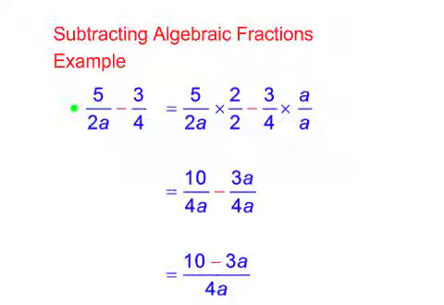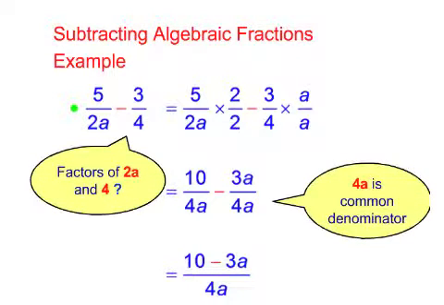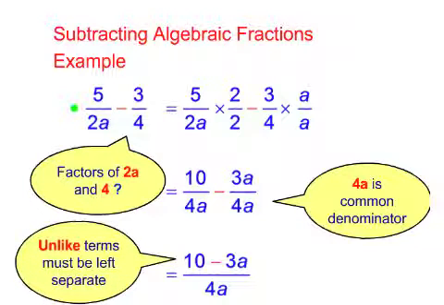Now let's look at subtracting algebraic fractions. 5 over 2a minus 3 over 4. So we need a common denominator, a number that both 2a and 4 will divide into. So 4a will be that common denominator. So we need to multiply 2a by 2 and 4 by a to get our common denominator of 4a. Then we have in the bottom line of our slide 10 minus 3a. Notice here that the terms are different, so we can't do anything about them, we leave them alone. So the answer is 10 minus 3a over 4a.